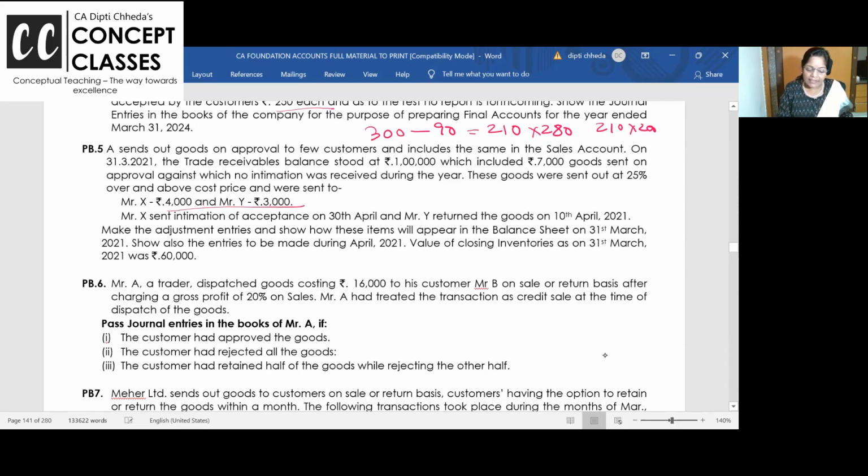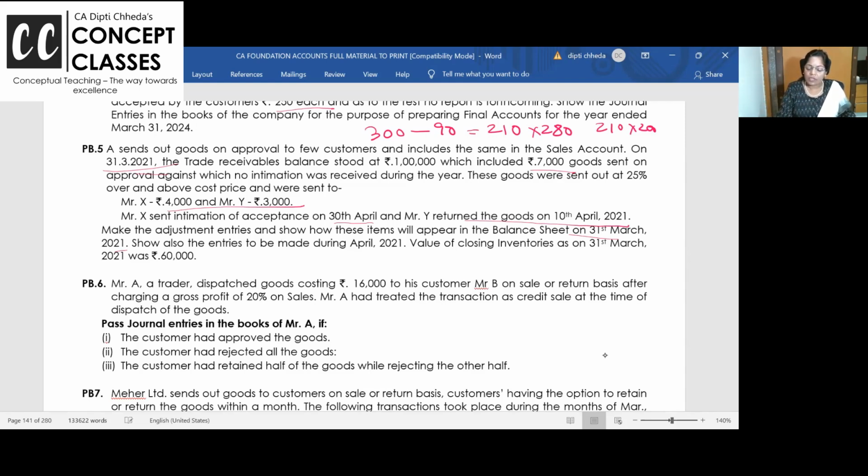X sent intimation of acceptance on 30th of April. So in March we will have to reverse it anyway. And Y returned the goods on 10th April. One has accepted, one has returned, but both have taken the action in April. So on 31st March you have to reverse the sales, no? 7,000. Make the adjustment entry and show how these items will appear on 31st March. So on 31st of March, sales debit to your debtors 7,000. Reverse it.